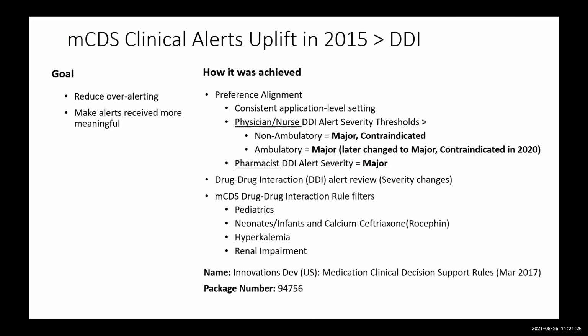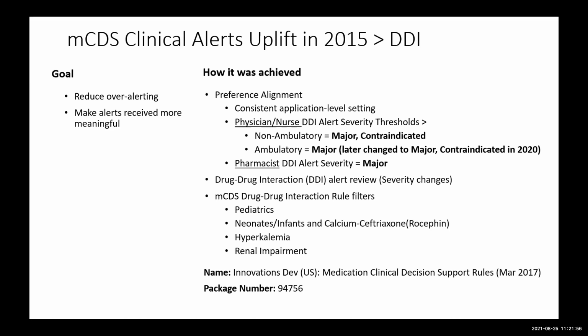In the 2015 timeframe, we had an uplift project, which had the goal of reducing over alerting and making alerts overall more meaningful. This was obtained through a multi-pronged approach with preference alignment first, where we had physicians, specifically the non-ambulatory physicians, change from major to major contraindicated. So increase the threshold at which alerts would start to fire for those physicians.